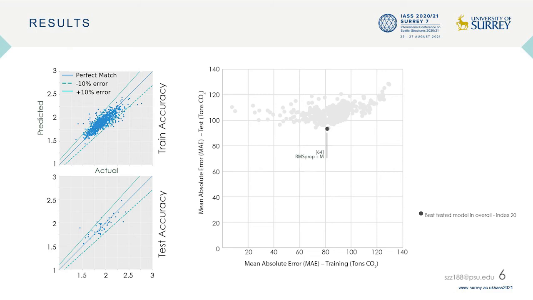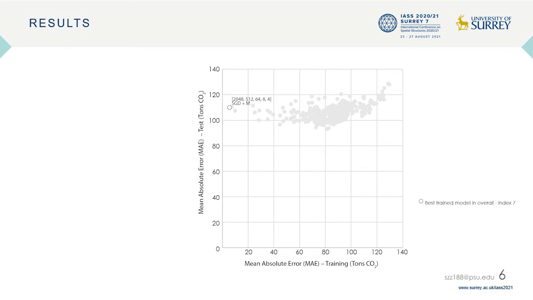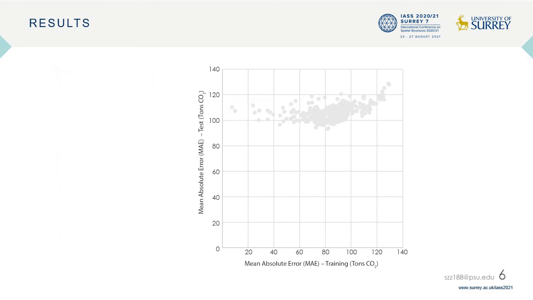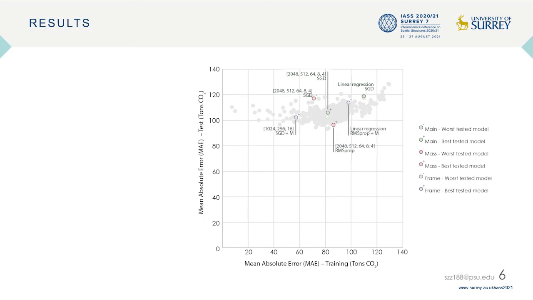As you see, the best tested model is not the best trained one. Here is the best trained model. And this one did not do quite well in the testing phase. It's due to overfitting that should be investigated in all deep learning projects. But what we really want to do here is not just finding the best models for prediction. As mentioned before, we want to find out what type of variables will help us to have better models for prediction. So as you see here, if we are going to use just main variables, the result for best and worst tested model will be like this. Here just mass variables, and finally the frame ones.